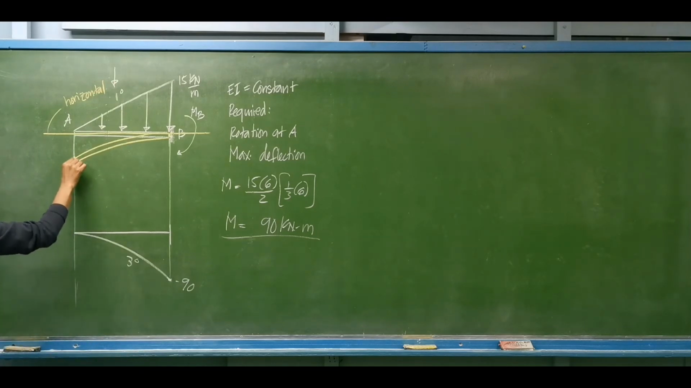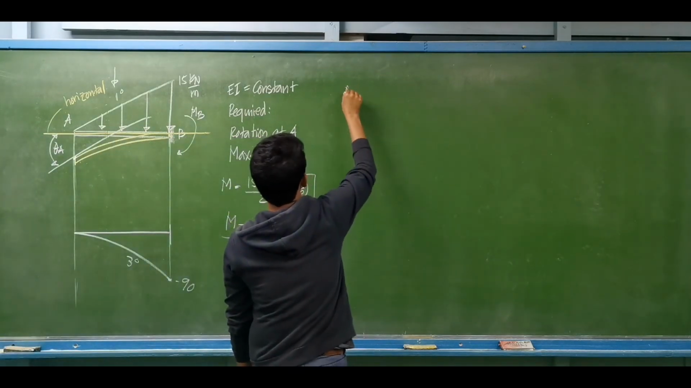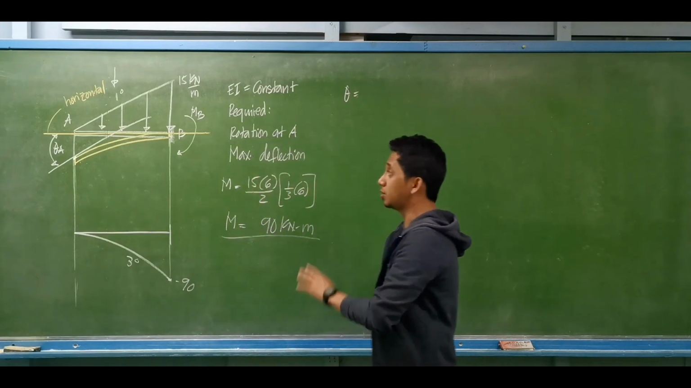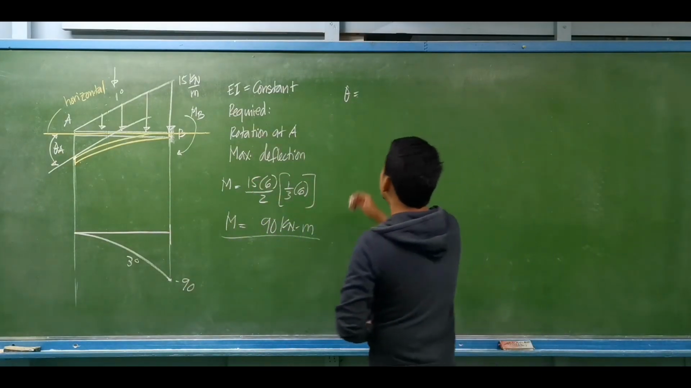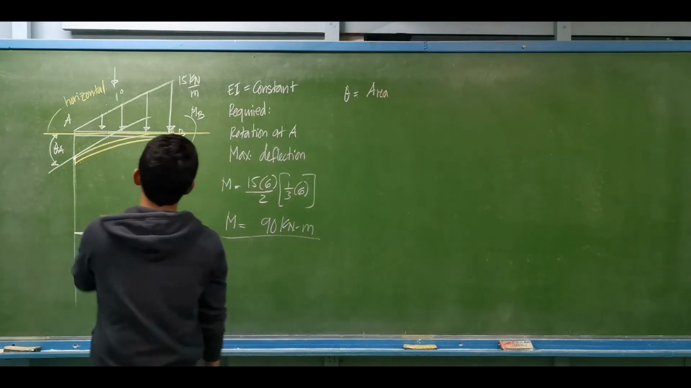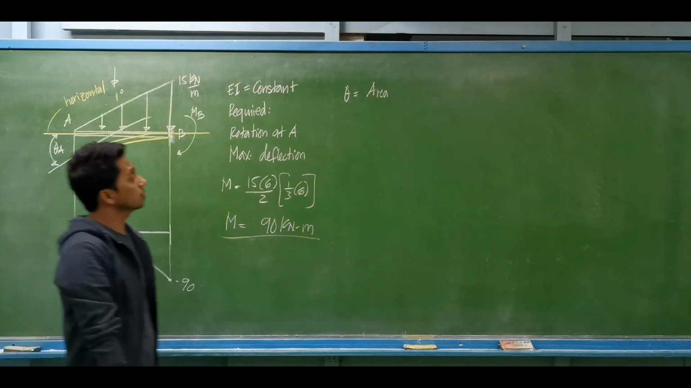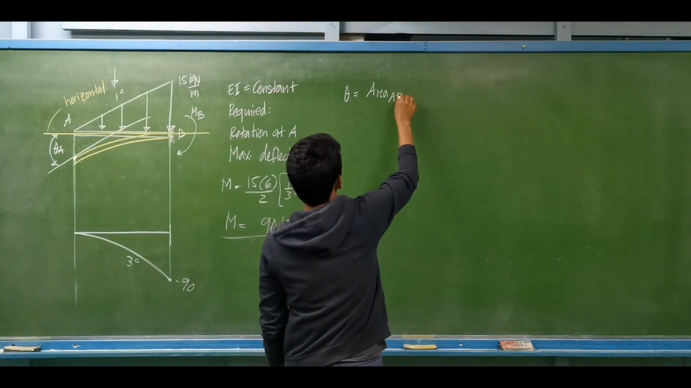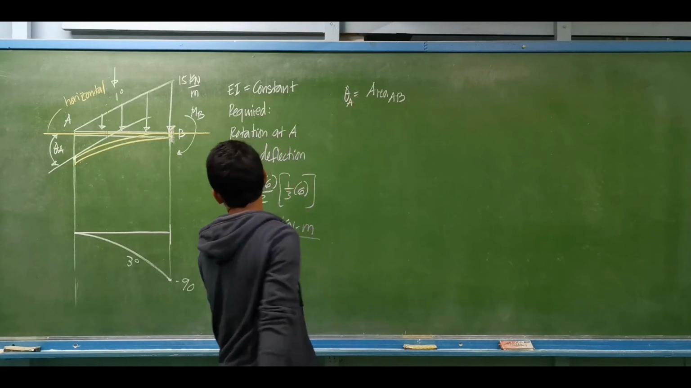Okay, and this is the point A. If I draw a tangent line on the deflected form of the beam at point A, this will be the rotation about point A. Let's say this is theta sub A. So how do we compute the rotation or the slope at a given point using the area moment method? That is basically equal to the area of the moment diagram. Since I draw a tangent line from point B to point A, the area between A and B will be the rotation at A.